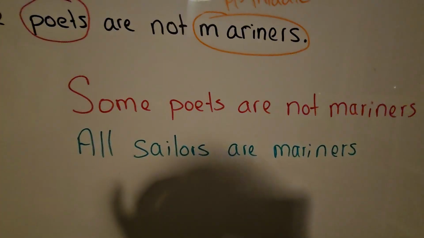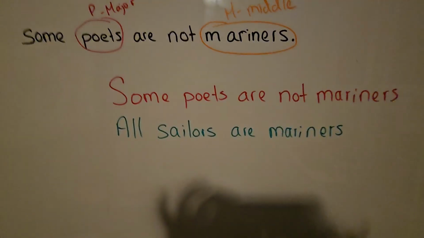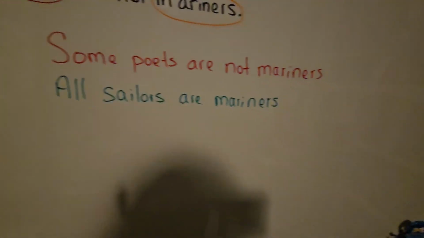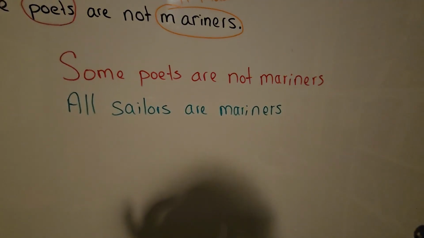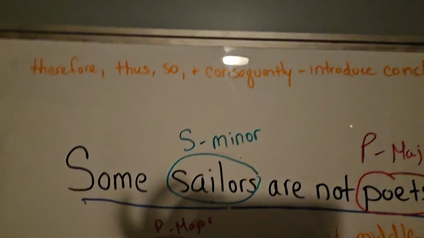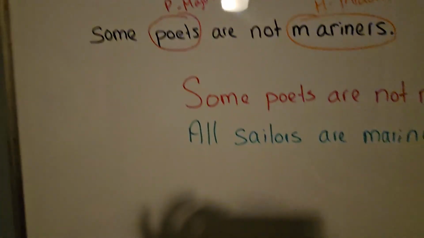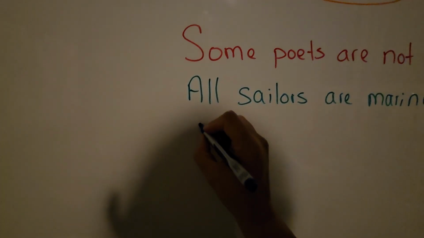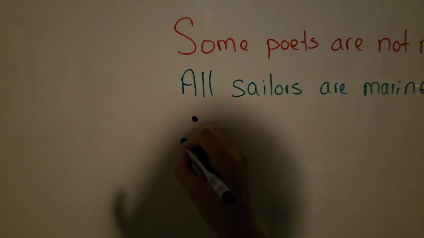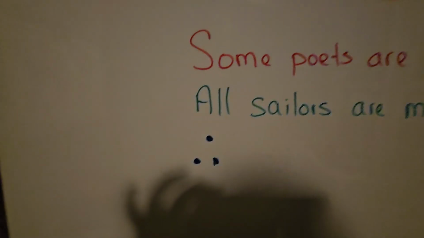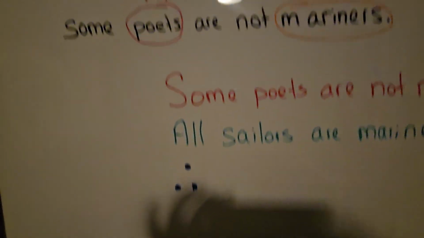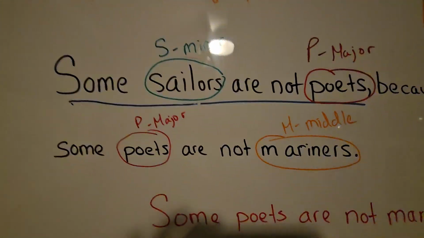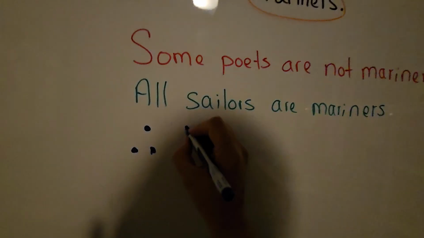Now I have my conclusion, which I'm going to do in blue. Anytime you write in syllogism form, it doesn't matter which of these words they use. If they use them, I always use therefore, and there's a symbol that you can use instead of writing out therefore. It's this. That means therefore, and you'll use this all the time. Then you're just going to write your conclusion. Some sailors are not poets.